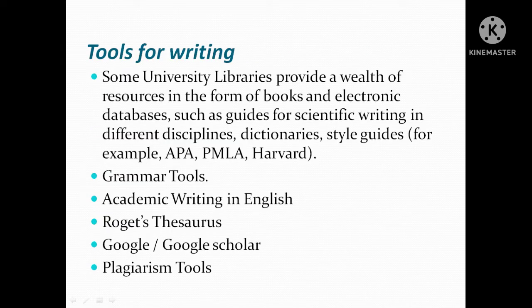Some university libraries provide help and resources in the form of books, electronic databases, and guides to scientific writing in disciplines, dictionaries, style guides such as APA, grammar tools, academic writing in English, a thesaurus, Google Scholar, and plagiarism tools. Those are all tools useful for preparing an article.